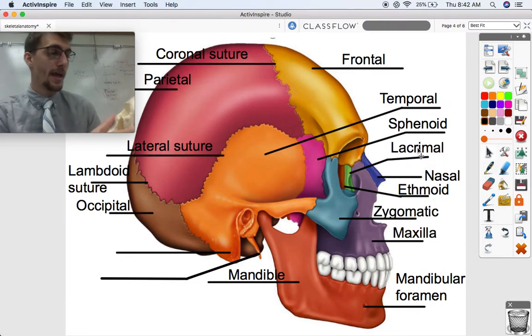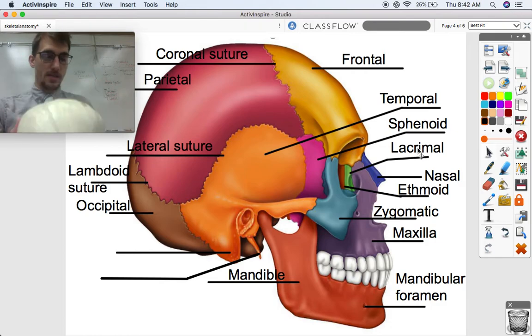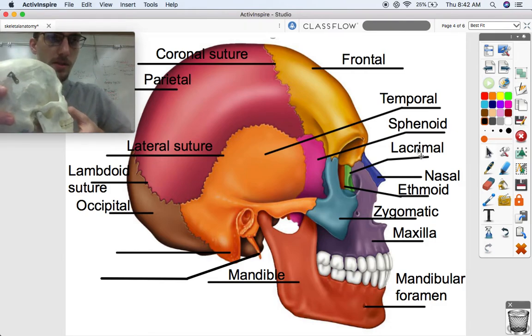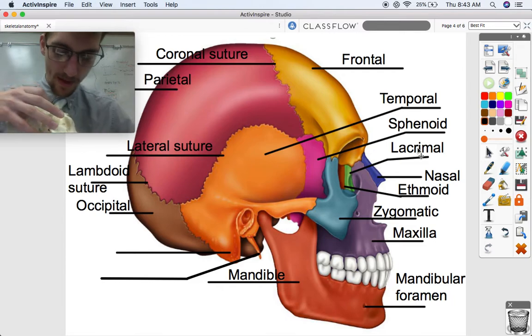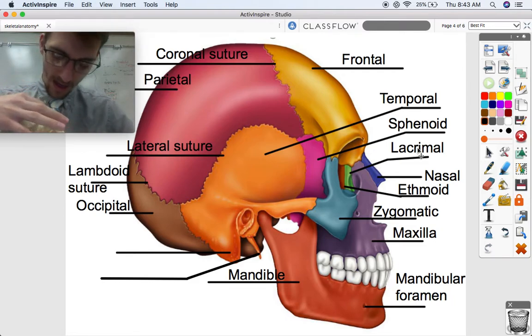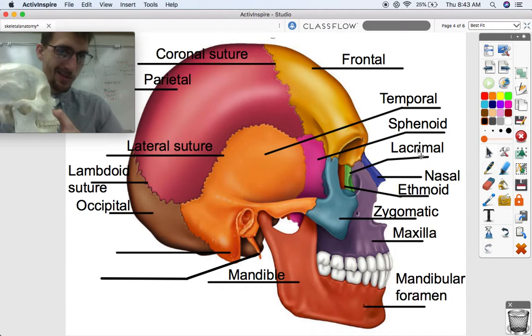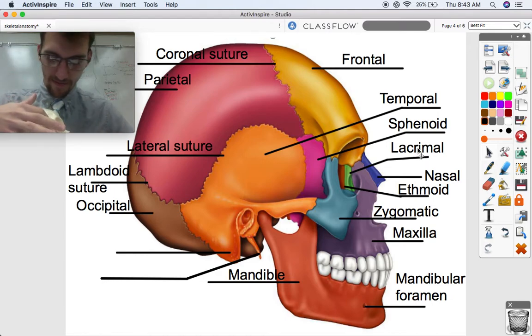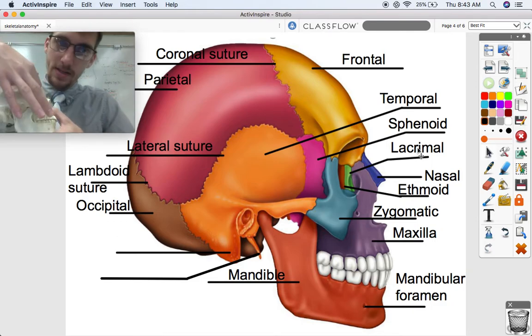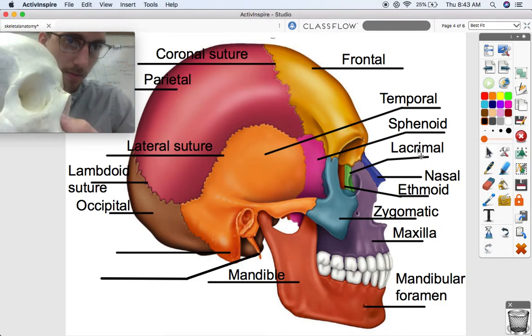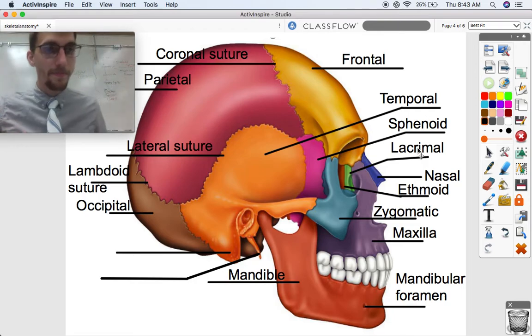All right, if we take a look at our skull over here, the sphenoid bone is going to be right over here. You can kind of see some differences where you can separate out the sphenoid from the ethmoid and the lacrimal. There's the lacrimal right here, and here's the ethmoid right behind it. So it helps make up part of your eye socket. So there you have it.